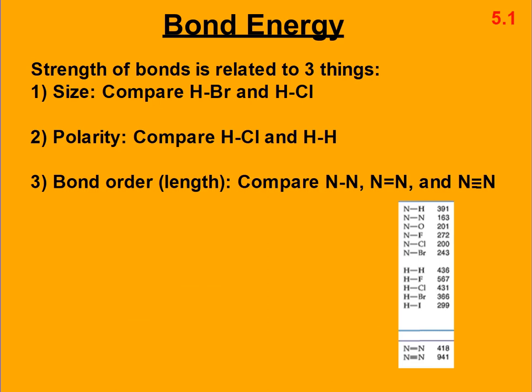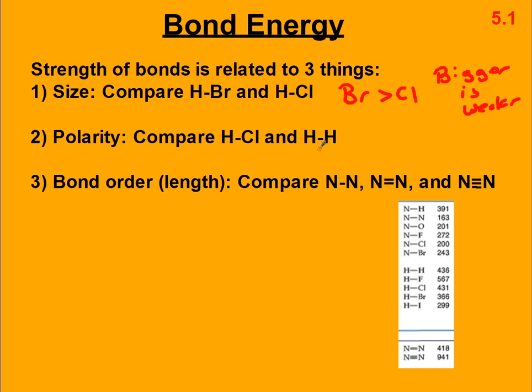Bond energy, or the strength of a bond, is related to 3 things: the size, HCl versus HBr. Well, Br is bigger than Cl, so we would think that HBr's bond would be easier to break. So bigger is generally weaker because it would make the bond length longer. Longer bond lengths are going to be weaker.